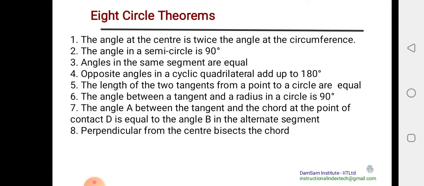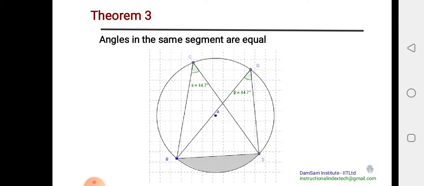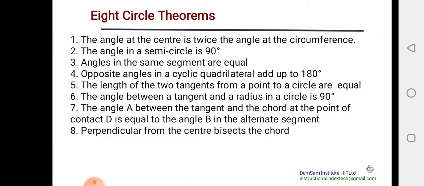Number 3, angles in the same segment are equal. We have been shown what a segment is. Point C and point D are both in the major segment, as we can see here. And angles in the same segment, as we can see, are equal. So angle at D is equal to angle at C. That is another theorem. Let's take note of that.